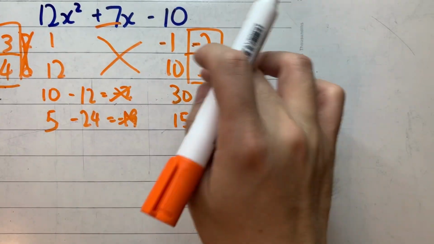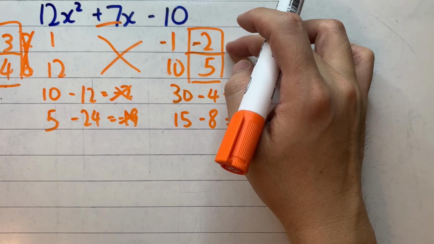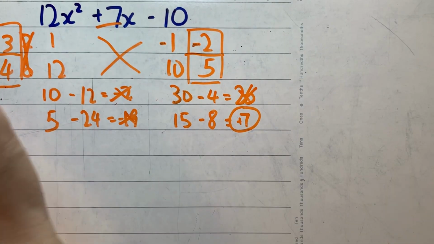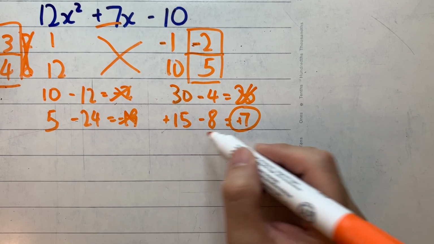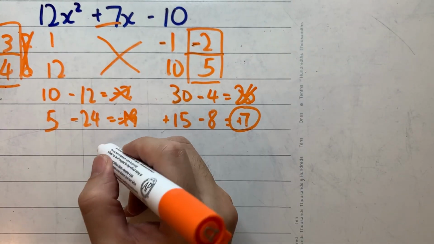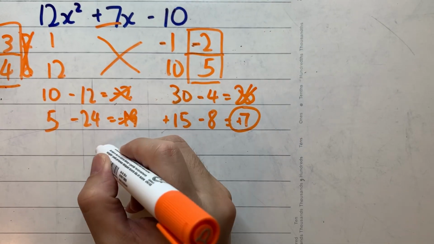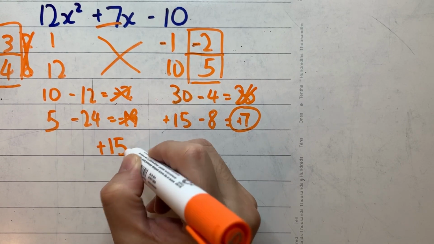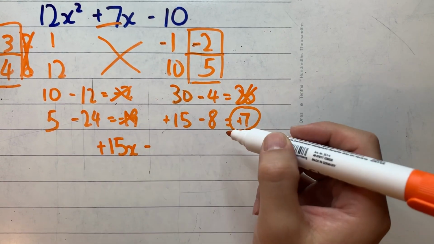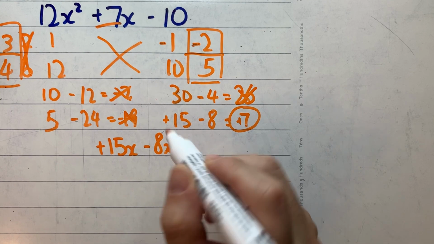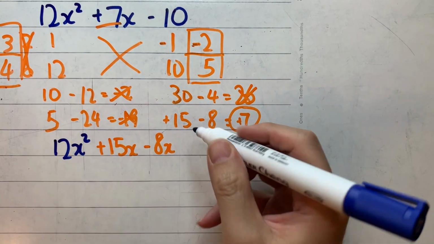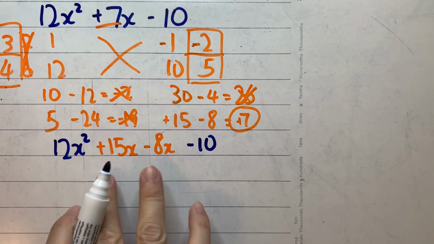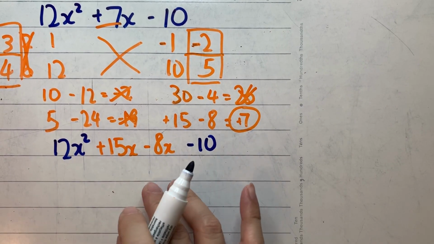If you're using the quick method, top bracket, bottom bracket. If you want to break it down, you can still use this plus 15 and minus 8 to break down the middle term. So you can turn that into plus 15x minus 8x, and you copy the 12x squared and minus 10. Yes, you can switch these around and it will still work.